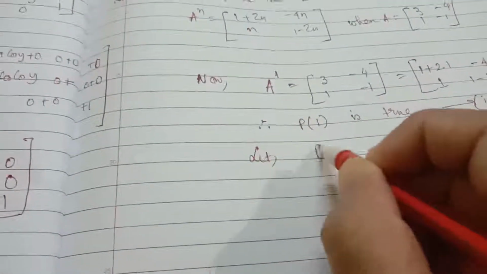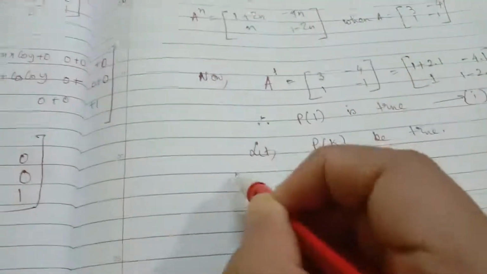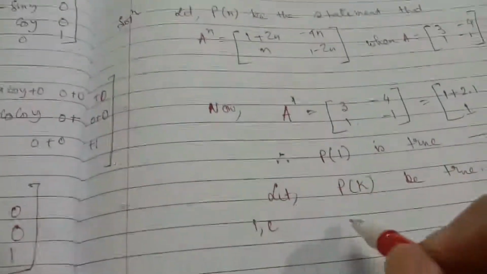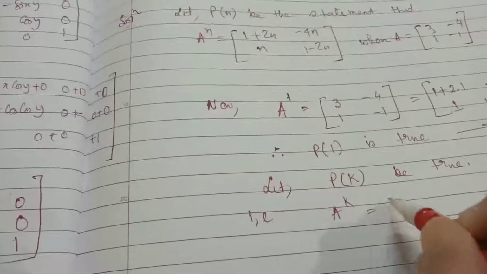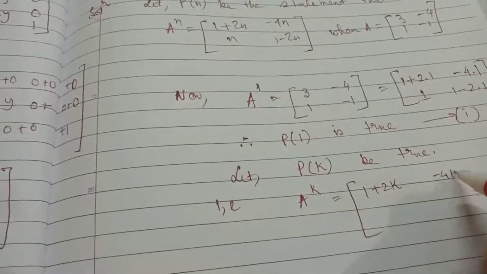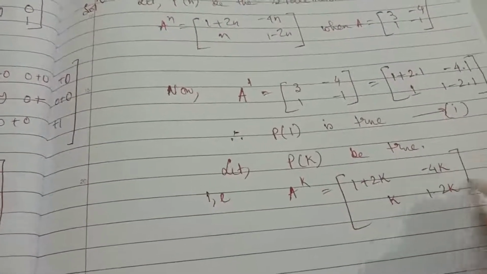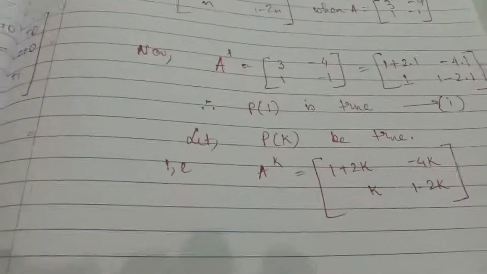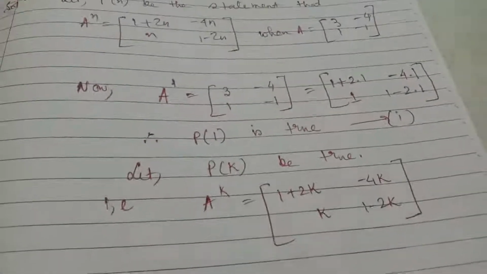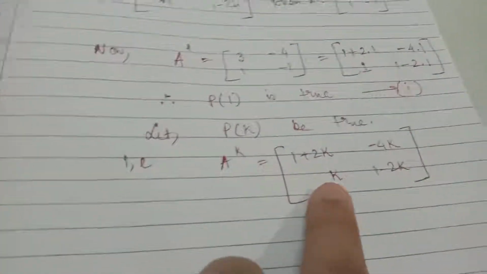Next part, we have to assume, let Pk be true. Let the statement be true for the kth term, that is, A to the power k is equal to 1 plus 2k, minus of 4k, k, 1 minus 2k. We have assumed Pk is true, that means this is true for the kth term and we get A to the power k equal to this.